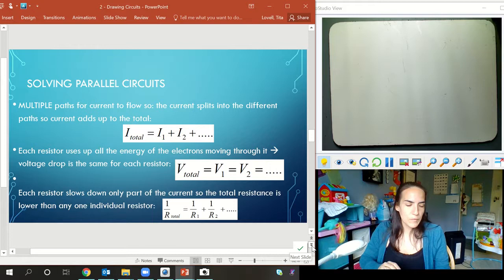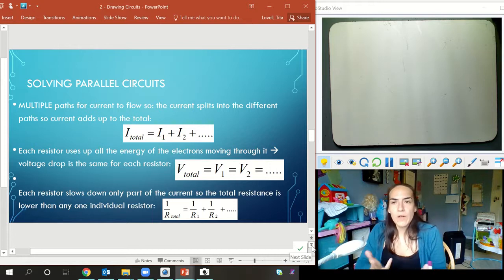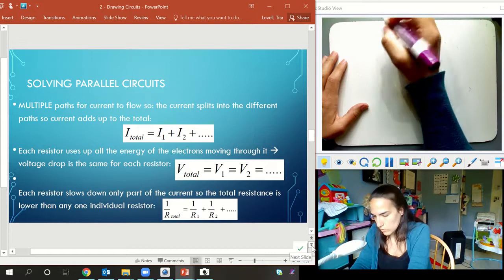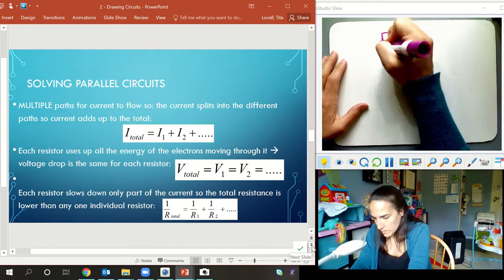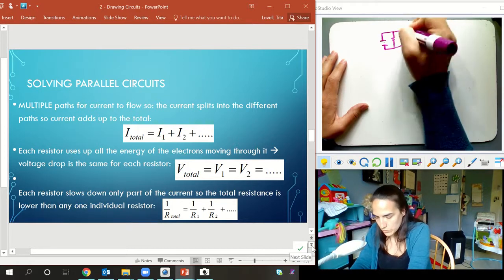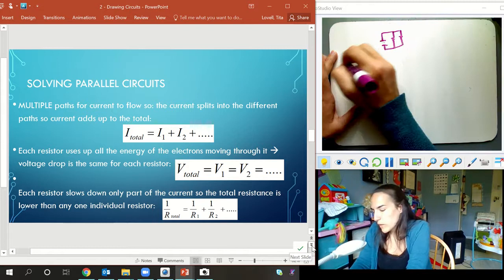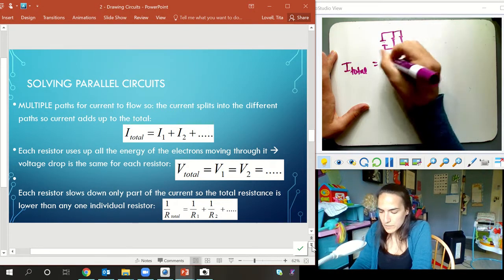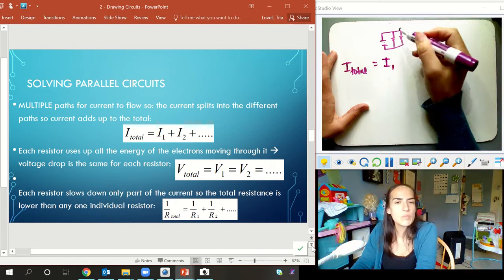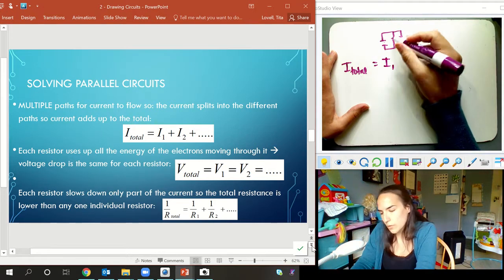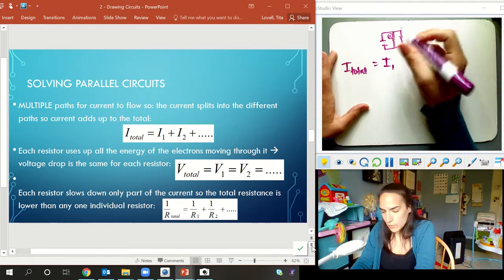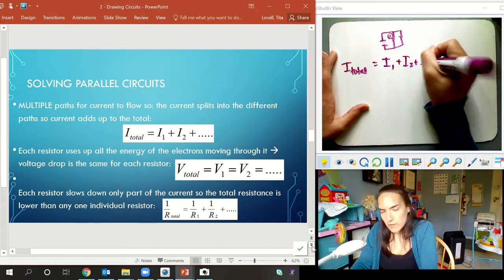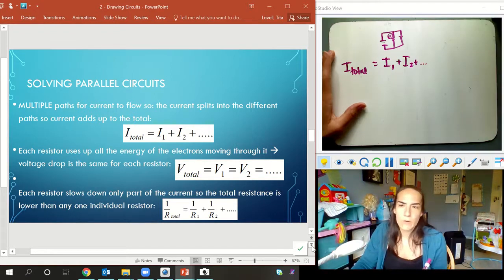Because current can flow in multiple paths, you now have to think about, okay, how does that determine my total? So let's kind of draw it here. So let's say I've got a total of 2 resistors here. For my total current, I'm going to think about it's the current that flows through each branch of our circuit. So this would be the current flowing through the first branch plus the current through the second branch. And then for however many other branches you have, you would go from there.